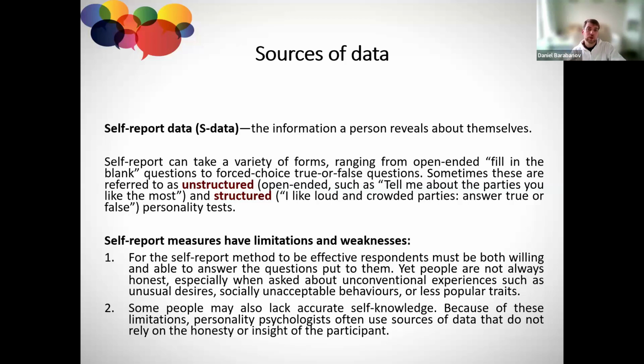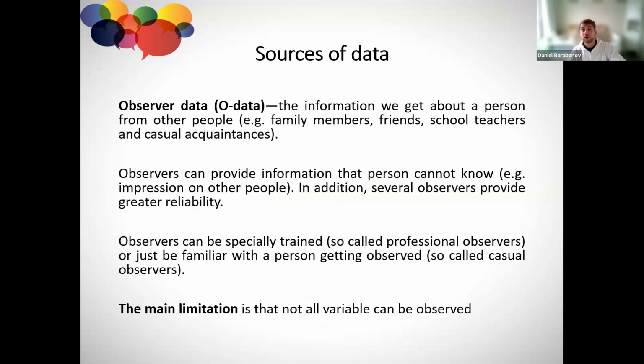So if a person lacks this knowledge about themselves, they obviously cannot share it with you as a researcher or practitioner. So that is why psychologists in general and personality psychologists in particular also use different sources of data for their research and practice. The second source of data is observer data. Again, the idea is super simple. You ask other people what they know and think about the person you're interested in, right?